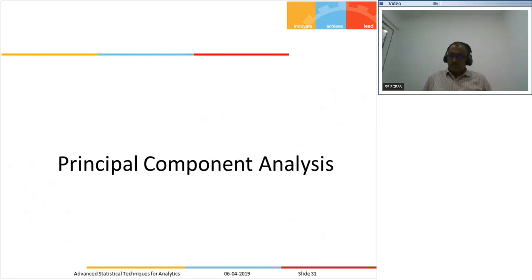Now, that's the principal component analysis. So here in the principal component analysis, what is this principal component analysis? Any idea?